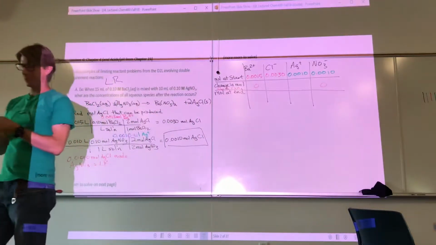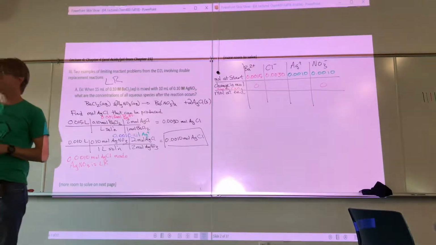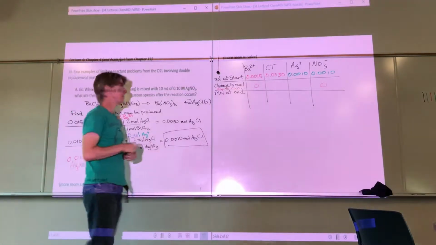Zero for nitrate as well. Okay. Now here comes the somewhat tricky part, or what I would say might be the tricky part.